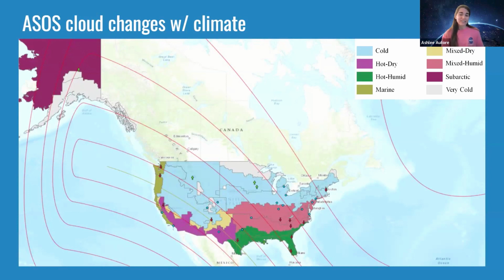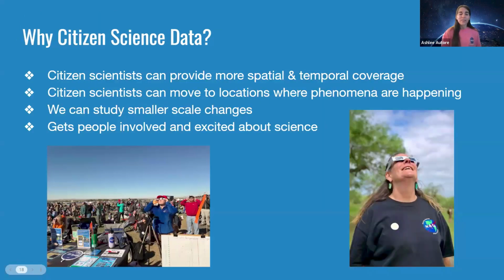Again, you can still see no clear pattern even with the climate zones incorporated. So if I'm still using the weather station data, why is citizen science data important? Well, that's easy. If you didn't get it yet, it's because citizen scientists can move. They cover more spatial area, and they can cover more temporal areas as well.